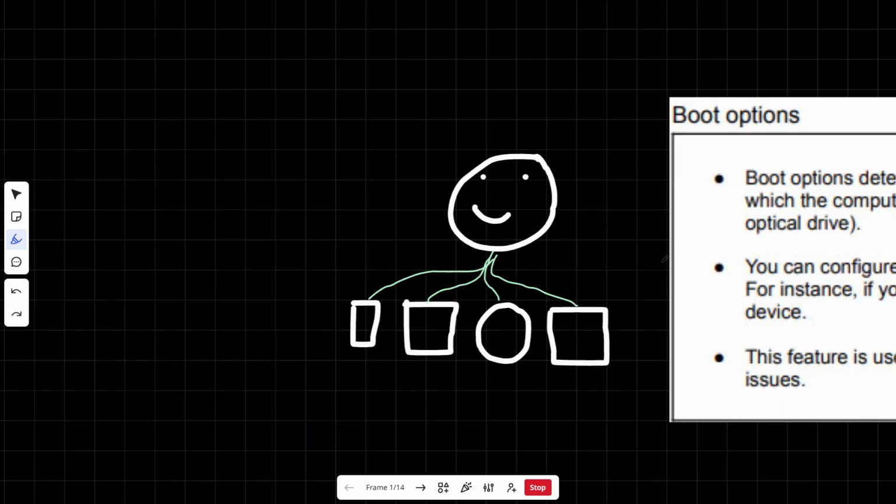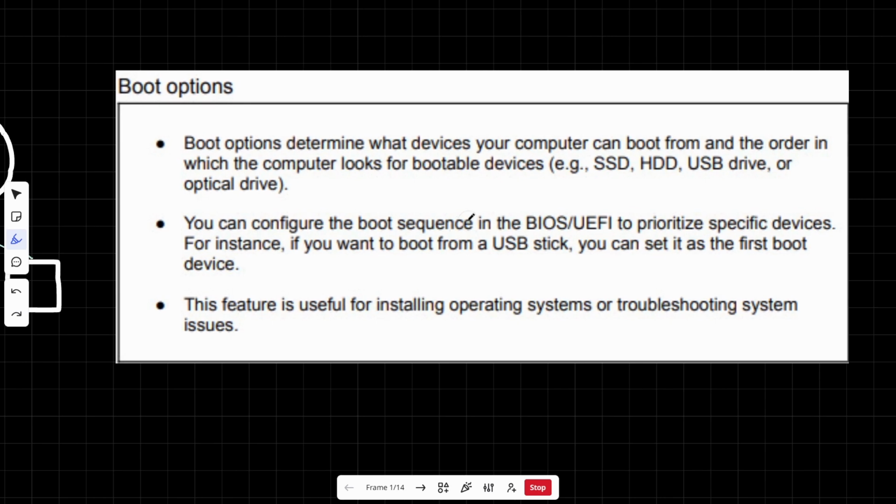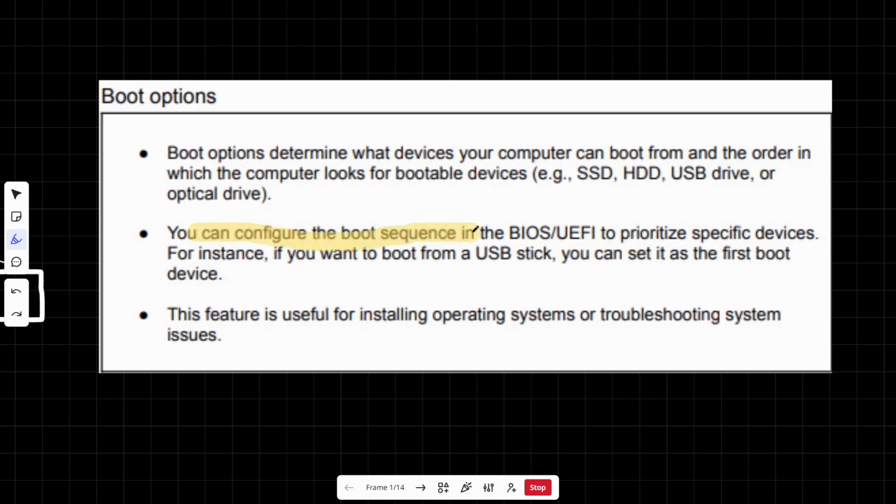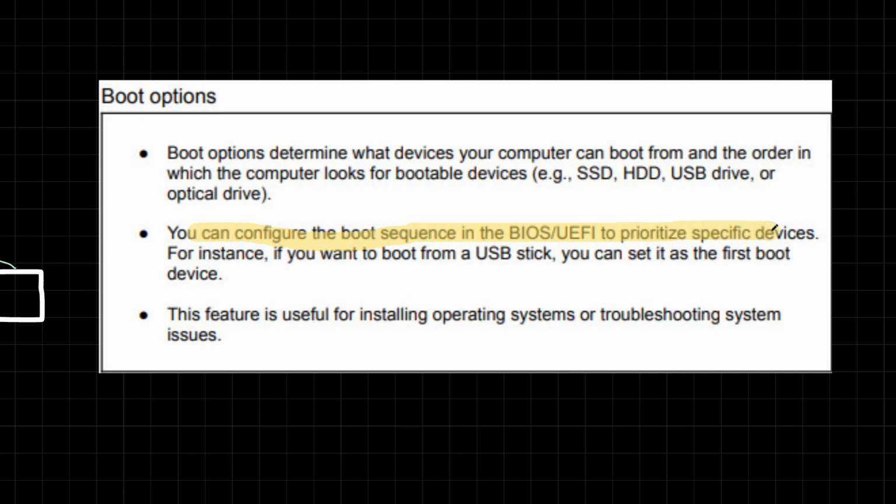All right, so that's what you basically need to know. Long story short, just that you can configure the boot sequence in the BIOS or UEFI to prioritize specific devices.